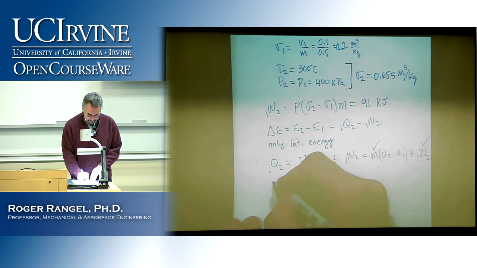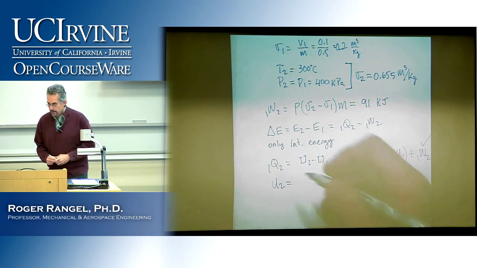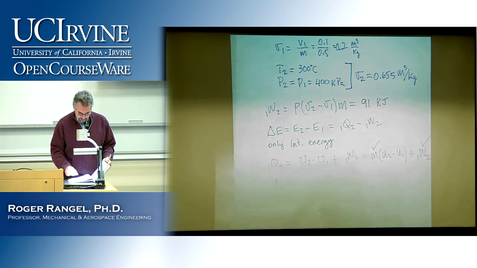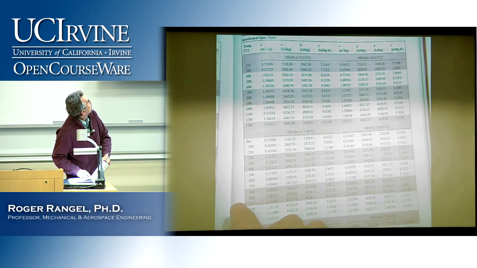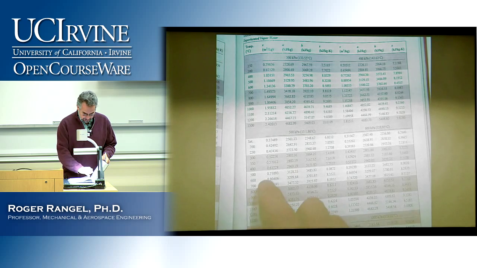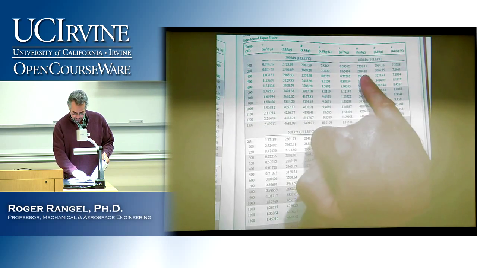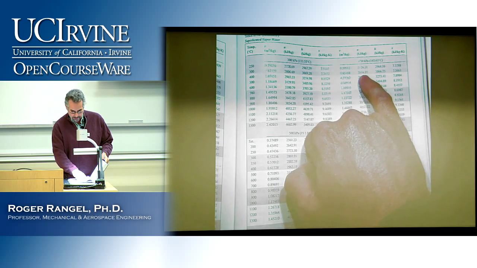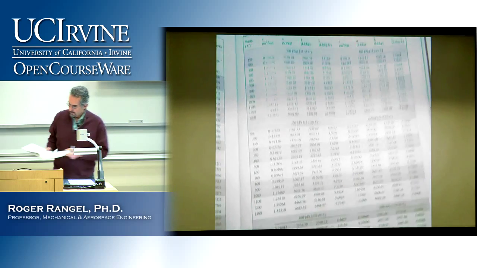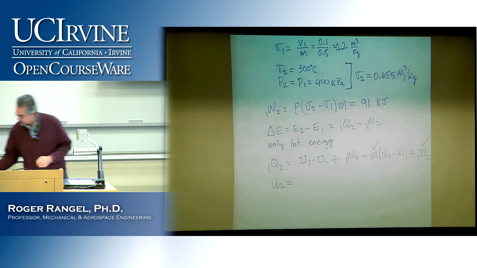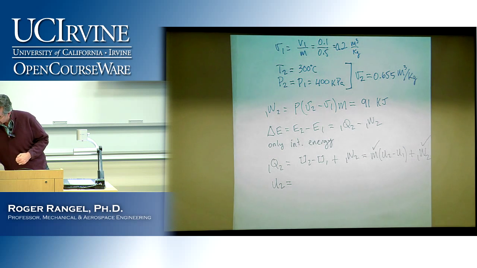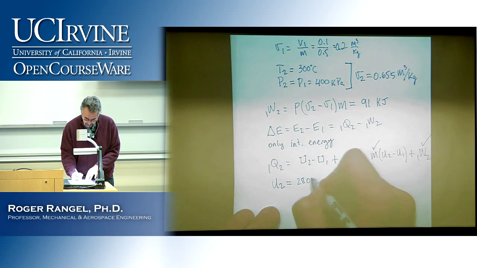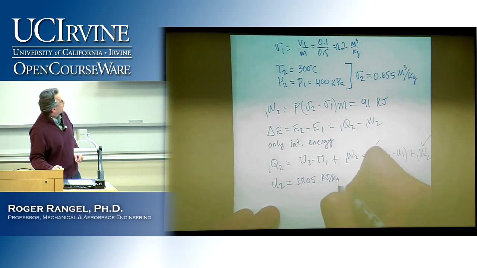U2, where do I get U2? Same table that I was just looking at. So go back to that superheated table, that 400 kilopascals and 300 Celsius, and read one more item there. We read the V, but let's now read the U. So 28, I'm going to round it up, 2805, rounding it up. 2805 kilojoules per kilogram. And then I still need U1.